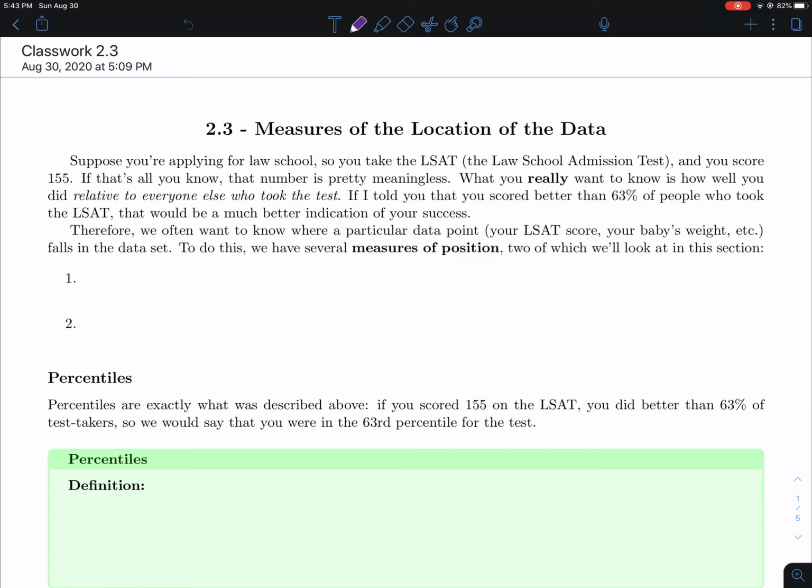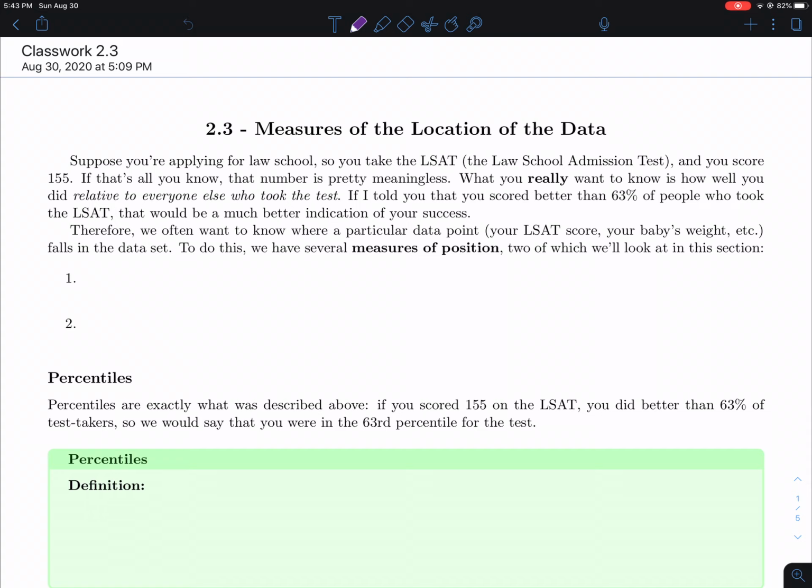If you look at the top, we've got a little example here. Suppose you're applying for law school and you take the LSAT, the law school admission test, and you score 155. This goes back to the frequency idea I was talking about. When you've just got a random number, it doesn't give you an idea of how it compares to anything. Same thing with this score. What does 155 mean? Is it good? Is it not good? What do you really know?